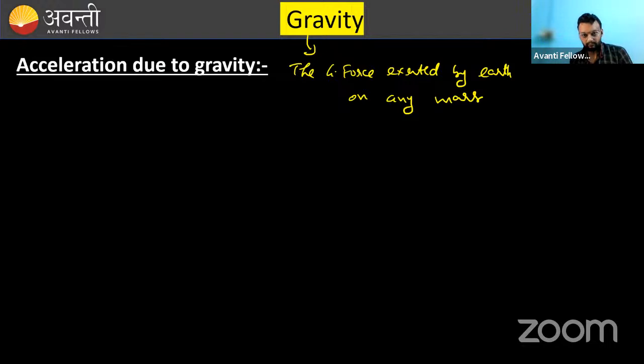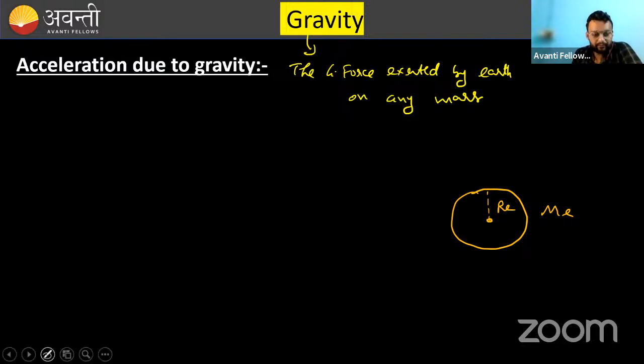Now, one thing is clear. Let's suppose this is our Earth. Clear? And generally, we assume that the mass of the Earth is Me and the radius of the Earth is Re. Clear? Two things are clear: these are the mass and radius of the Earth. Again, there is an object, a very small object of mass m, placed at the surface of the Earth.